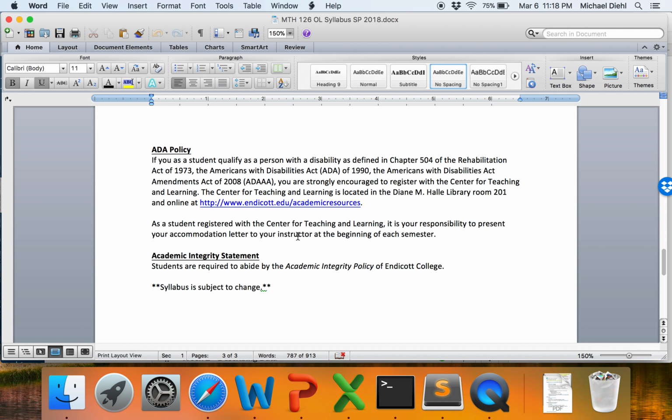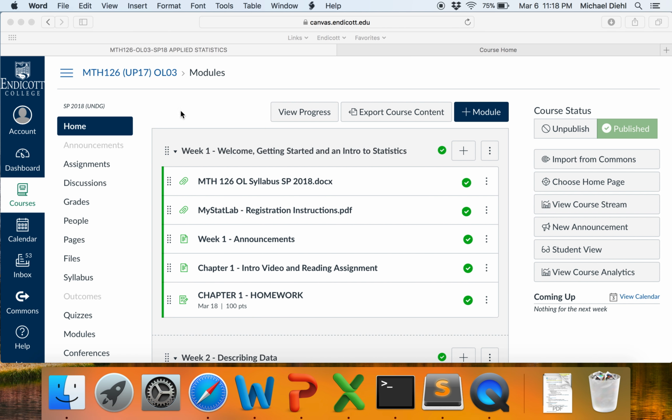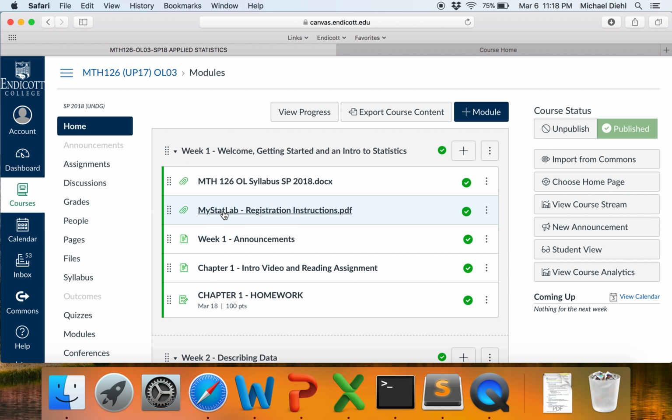And if you do get extended time on exams or other testing accommodations, that's very easy for me to do in Canvas. So just send me an email and have the student support office send me your accommodation letter, and I'm happy to do that. All right, so let me close the syllabus and go back over to Canvas for a minute.